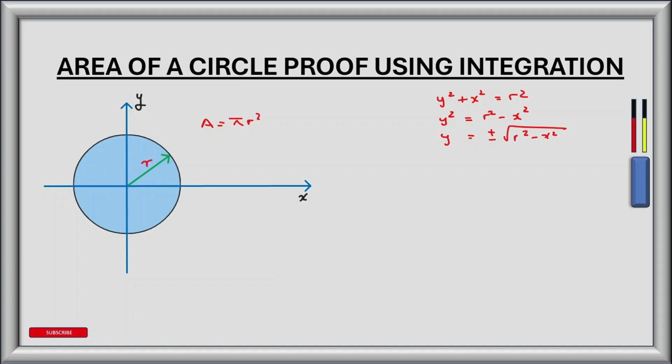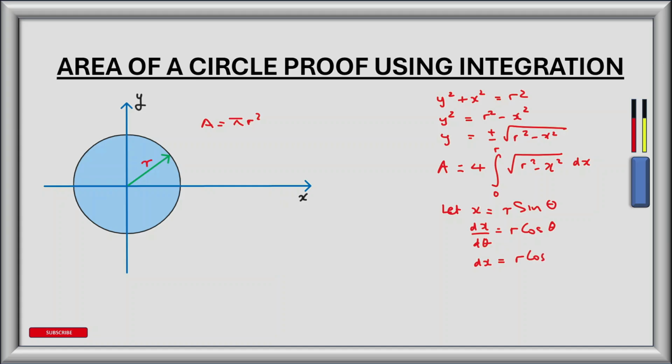So let's look at finding the area of a quarter of this circle, so let's say here, and then multiplying the result by 4 to get the full area of the circle. So the area would equal 4 times the integral from 0 to r of the square root of r squared minus x squared dx. So to work this one out, we need to do a substitution for x. So let x equal r sine theta. So dx d theta is equal to r cos theta, and dx is equal to r cos theta d theta.